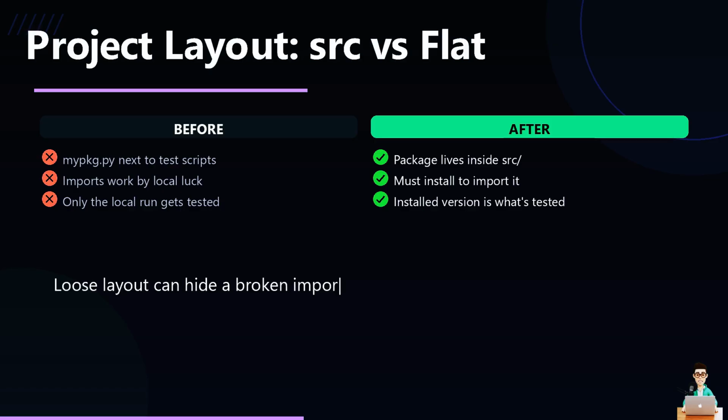Your code currently lives loose next to your test scripts. The standard layout puts your package inside a src folder. That forces you to test the installed version, not the local one. So the version your friend gets is the version you actually tested. That's the layout bug that actually bites people. A flat layout lets a broken import work locally by accident, and you don't find out until someone else installs it.